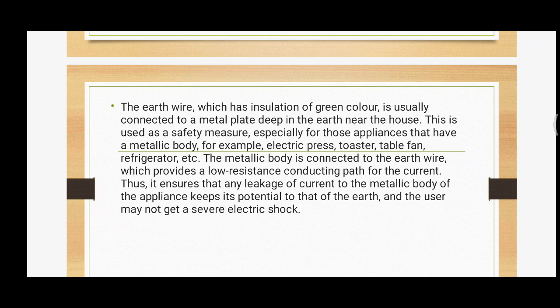So the metallic body of the appliance is connected to the earth through this earthing wire, which is green in color. Whenever there is a leakage of current through that metallic body, the excess current will be passed through the earth, to avoid electric shock. Suppose there is no earthing wire; then if there is a leakage, as you touch that appliance, you will get a severe electric shock, and it can even cause death. So earthing is necessary for such kinds of appliances.